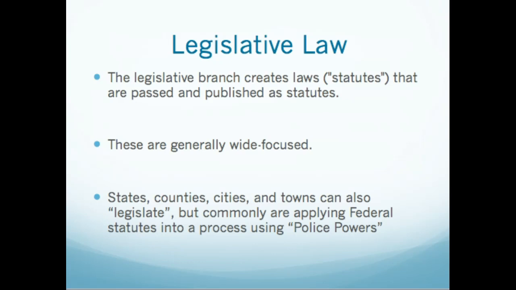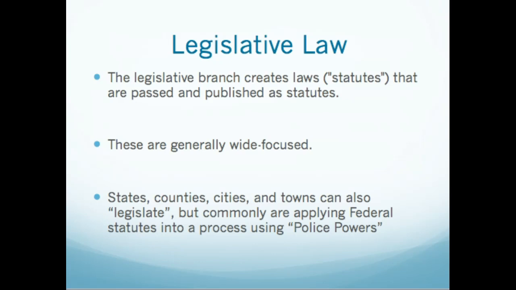The legislative branch creates laws called statutes. They pass and publish those as statutes, and you know that the Congress makes law, right? That's your basic civics lesson. These laws are generally wide-focused. They don't get too descriptive in their laws. They may seem so when you read them, but they pass a law saying it's okay to collect income tax, and then the administrative side, the IRS, talks about how they implement that law. That's where our tax code gets to be volumes and volumes. But the legislation on income tax is fairly basic.